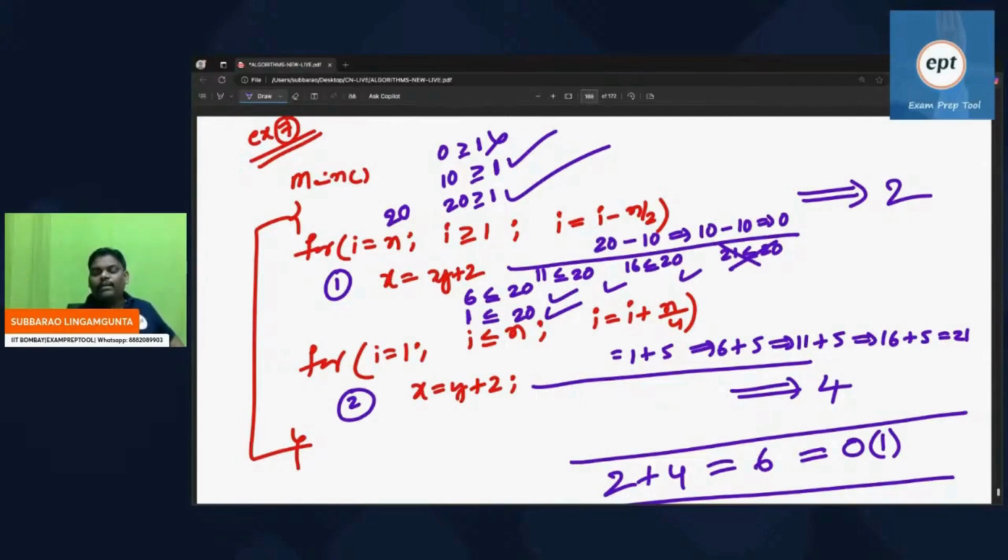Don't do it blindly. Array, see this one. Always you are subtracting n by 2 here. N contains 2 n by 2s. From the n, if you always subtract n by 2, only 2 times you can subtract. Next one, n contains 4 n by 4s. If you keep on adding n by 4, n by 4, n by 4, after 4 times it became n. Afterwards it will fail only.